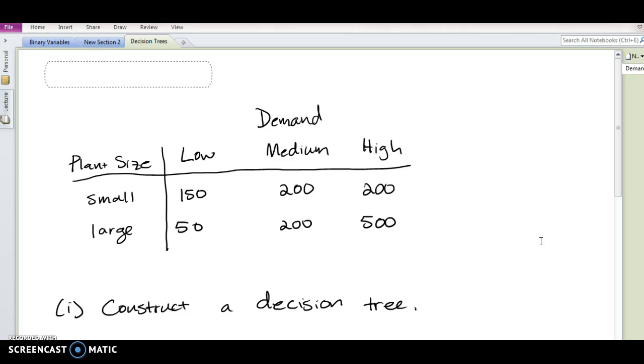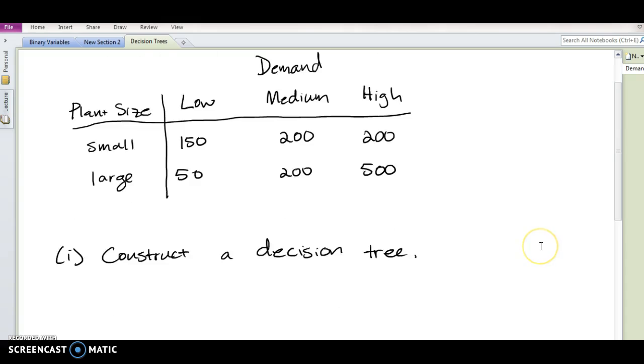Management decided to view the possible long-run demand as either low, medium, or high with the following numbers, where the profit is projected in millions of dollars. So low would be $150 million for the small plant and $50 million for the large plant. Again, that's based on however management has projected their costs, like equipment, rent, power, stuff like that. So the first thing to do is to take this information and construct a decision tree.